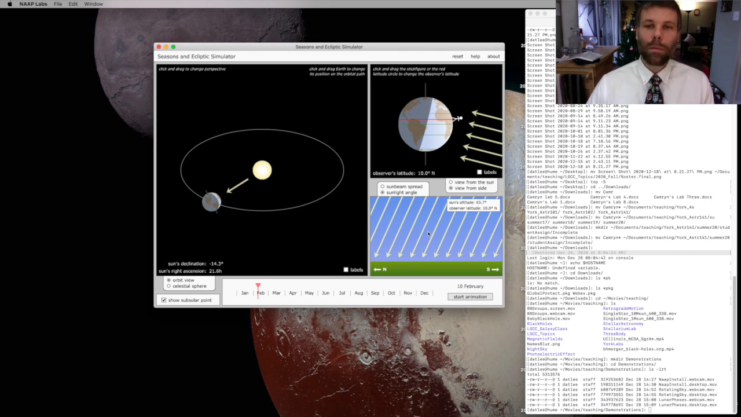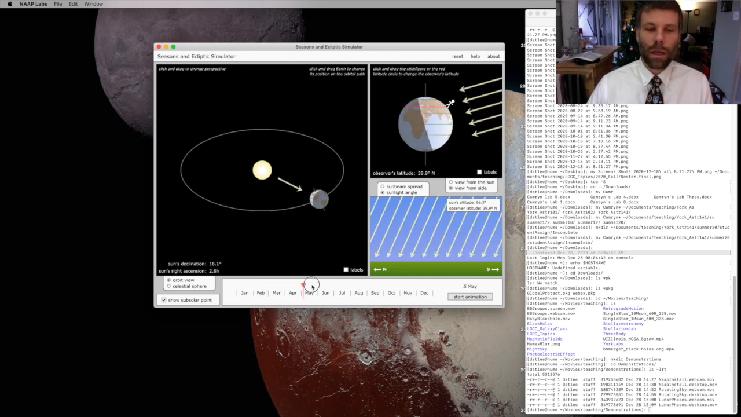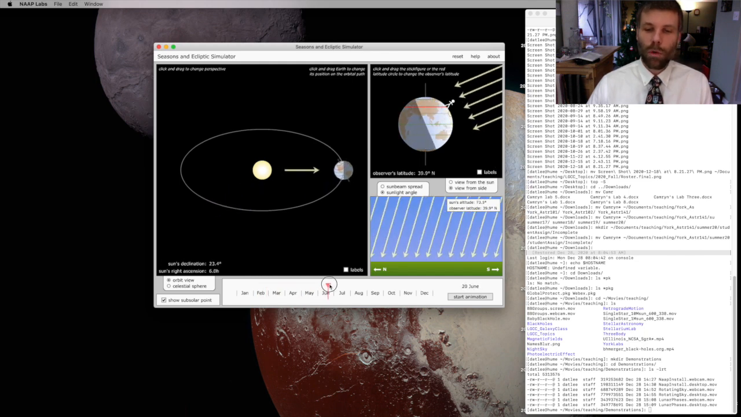I'll start out by configuring the simulator for New York City. So I'll take my observer and move my little stick friend north to about the latitude of New York. So we're aiming for around 40 degrees north or so. That's good enough. And then let's start in mid-June, around the time of the summer solstice, the time of year when the sun reaches its northernmost excursion across the celestial sphere.